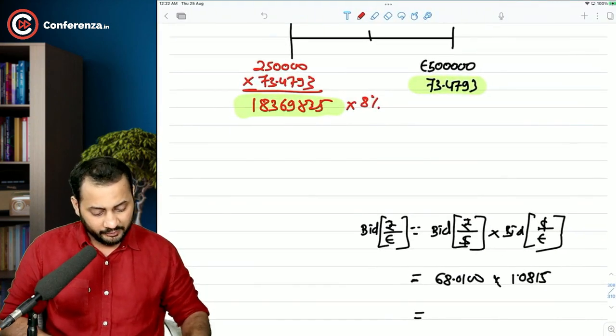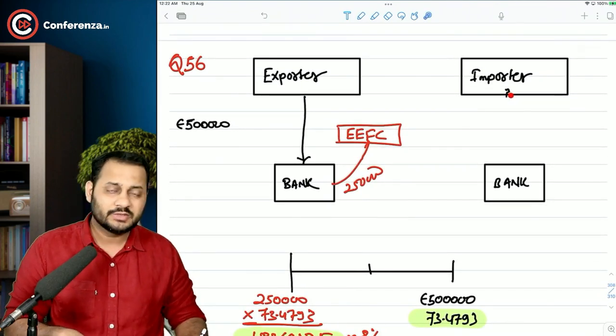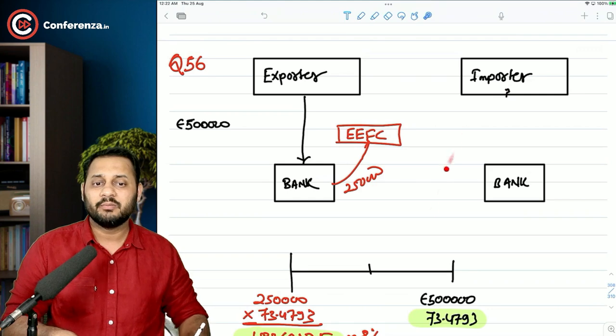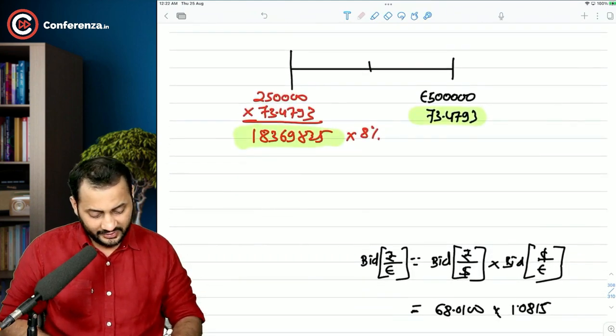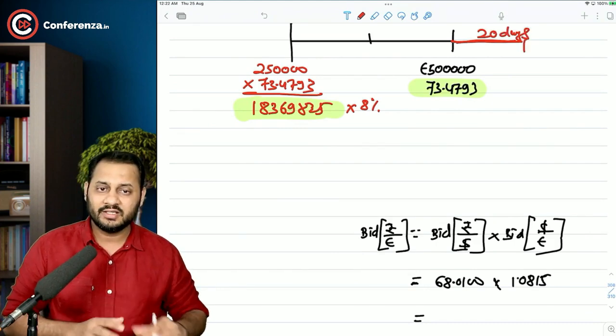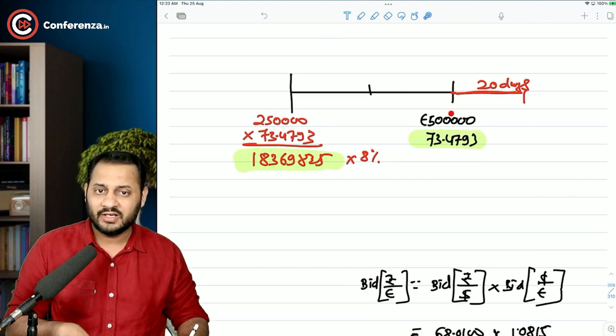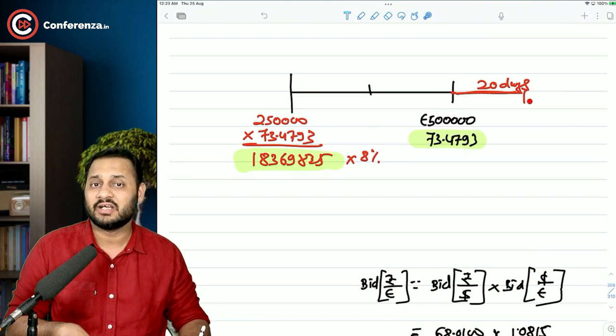Now what will happen, because of this 20 days of the transit period or the usance period, the importer can make the payment 20 days later. The importer gets 20 days to make the payment even after the due date. So practically speaking, the banks are not going to receive the 5 lakh euros on your behalf after 60 days. They are going to receive it after 80 days now. 60 plus 20, 80 days.